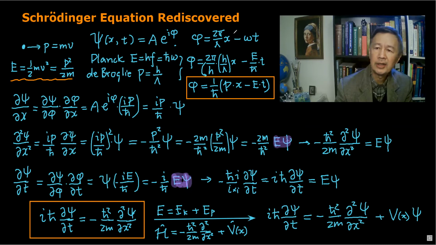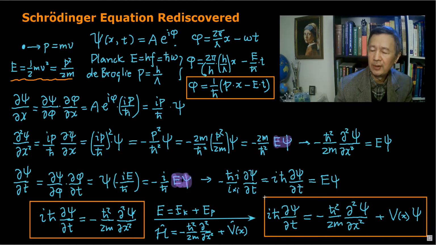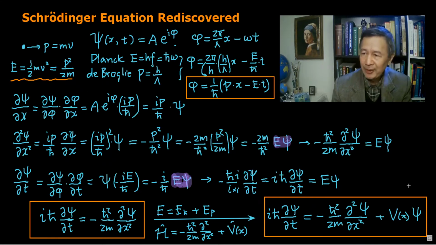So this is actually the formula of Schrodinger, or Schrodinger's equation, that was first discovered by Schrodinger in 1925. And this is a rediscovery of the Schrodinger equation.